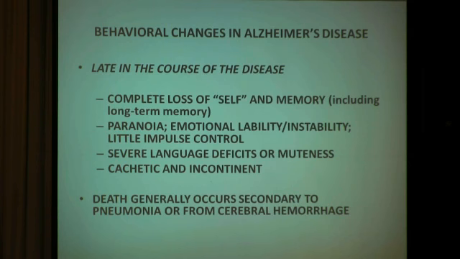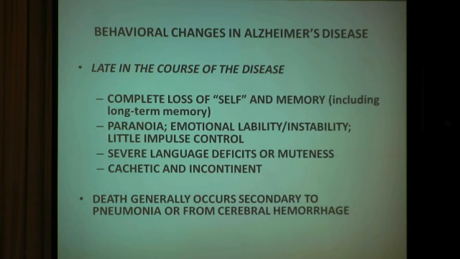Imagine a woman my size trying to convince a man who can't process language and doesn't know who I am that I'm trying to help him. And he's 6'3" and doesn't know who I am and is scared. And imagine the battle that's going to ensue with that. Okay? So this disease doesn't just affect the poor individual who gets afflicted, it affects everybody.